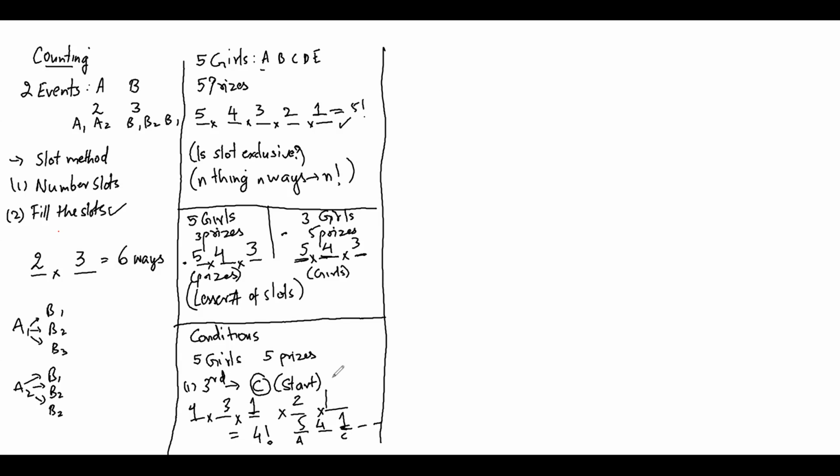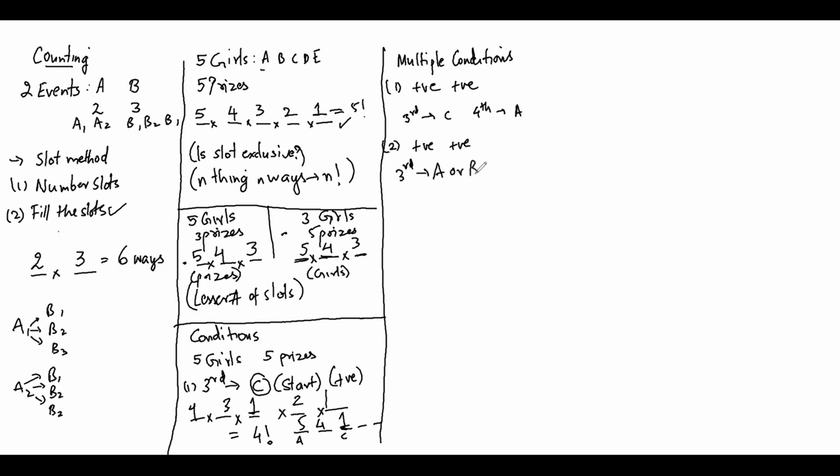Now, this over here is a positive condition, right? Now, let's make it more complex. What if you have multiple conditions? If both the conditions are positive conditions, that is, in how many ways can you give the third prize to girl C and the fourth prize to girl A, you can start with either of them, right? Or you can have multiple positive conditions. Let's suppose in how many ways can you give the third prize to girl A or B and the fourth prize to girl C.